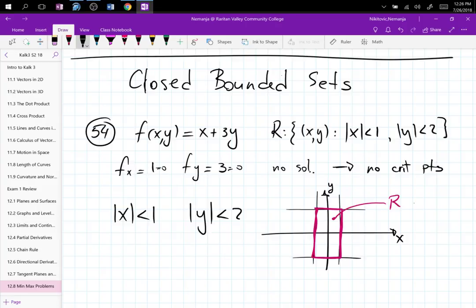So now, these edges give you equations. This edge over here is equation x equals 1. This edge on the other side is x equals -1. The top is y equals 2, and the bottom is y equals -2. These equations will help you to reduce your three-dimensional problem down to 4 one-dimensional problems, and you can unleash Calculus 1 to find the critical points and to find min and max for each one of those.